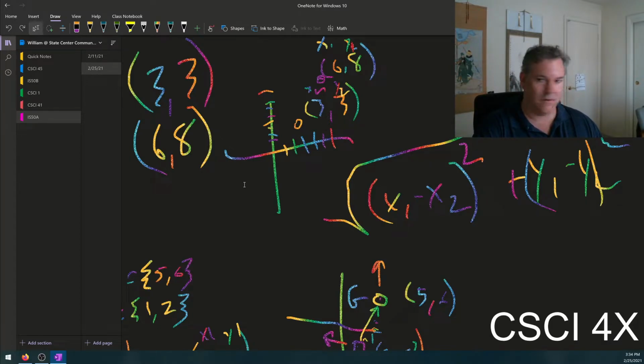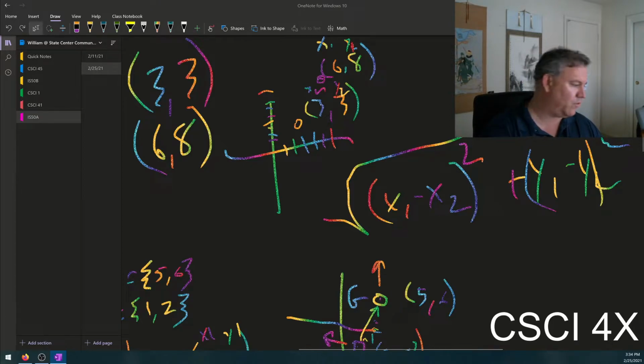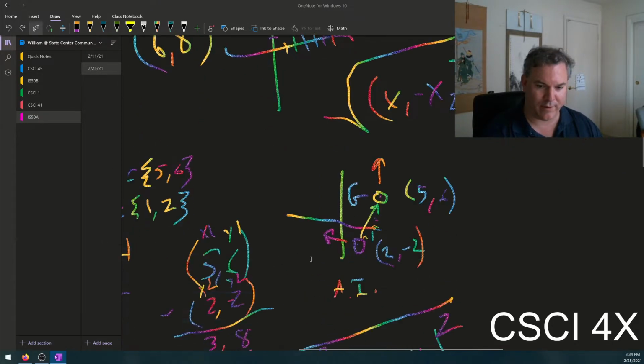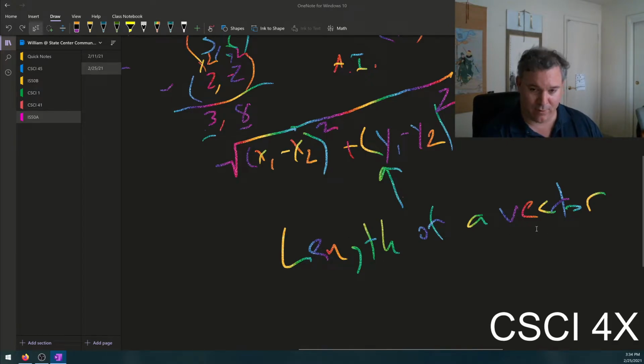The way you compute a distance is you subtract the x parts, you subtract the y parts, square them, add the squares together, and square root them. It's the Pythagorean theorem. So if you've taken Algebra 1, you should be okay with that. So that's how you compute the length of a vector.